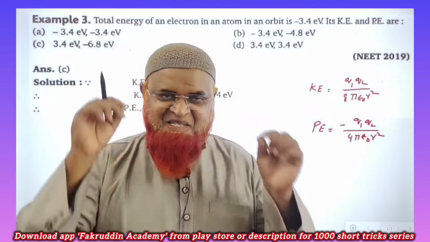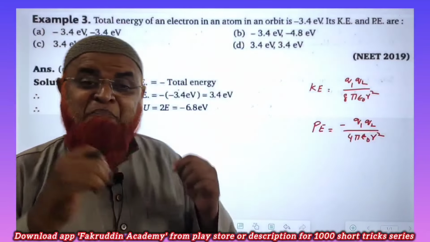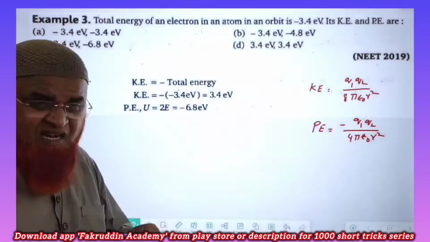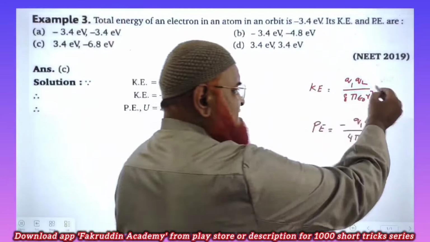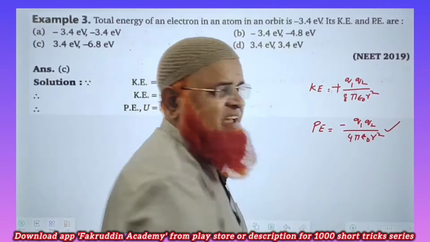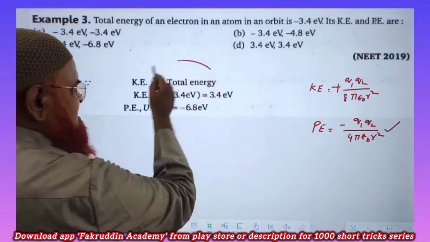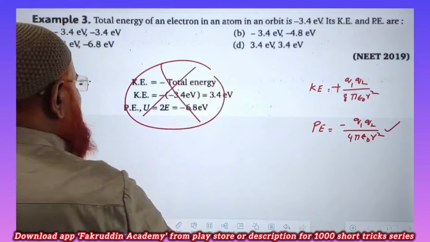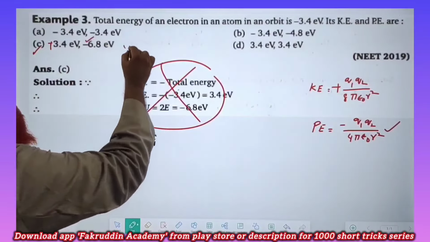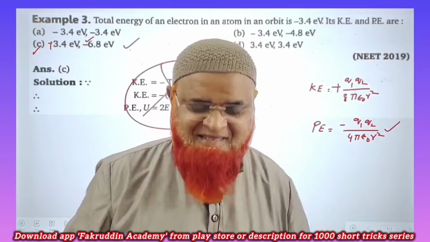Thank you. Let us discuss the next shortcut. Here he is asking us to find out the potential energy and kinetic energy in a hydrogen atom. You all know kinetic energy is always positive and potential energy is always negative in an atom. So we need not solve. Directly you can say this is positive and this is negative. So option C is correct and the remaining options are completely different.